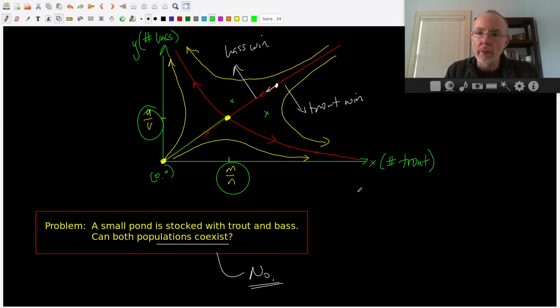So the model gives us some insight, but most importantly, it answers the question, can they coexist? And that answer is no. And it's a cute little model to work with.